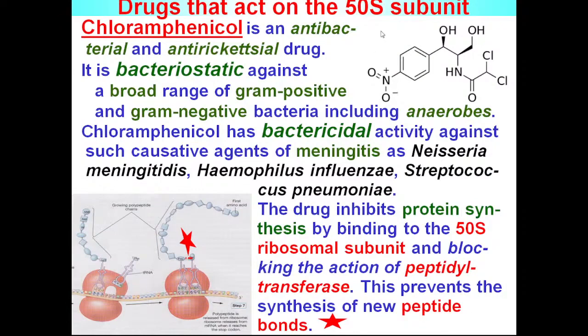Then we have drugs that affect the 50S subunit, and one of the examples is chloramphenicol. This is antibacterial and it is effective against rickettsia. It is also a bacteriostatic drug, and it can act against a broad range of gram-positive and gram-negative bacteria, including anaerobes. It has bactericidal activity against very important pathogens, the causative agents of meningitis, because it can penetrate into the cerebrospinal fluid. This drug inhibits protein synthesis by binding to the 50S ribosomal subunit and blocking the action of peptidyl transferase. This prevents the synthesis of new peptide bonds, so the synthesis of the protein is blocked, arrested completely.